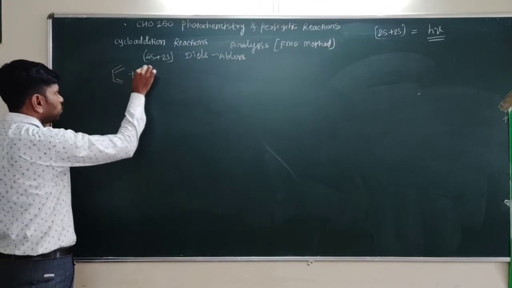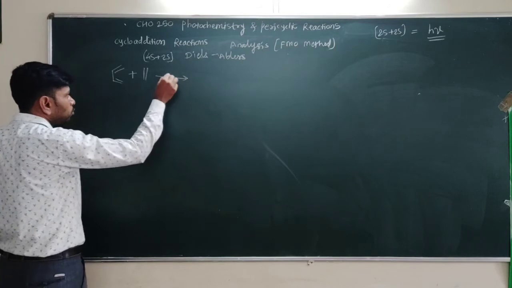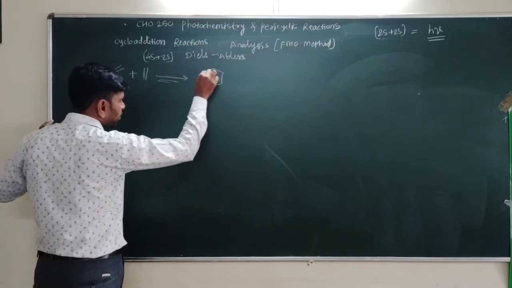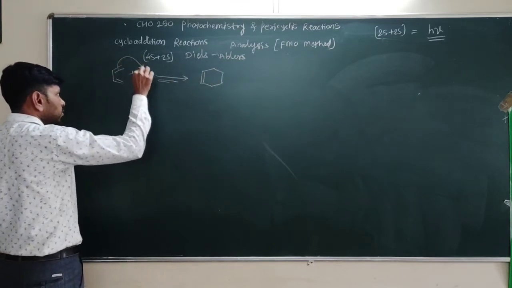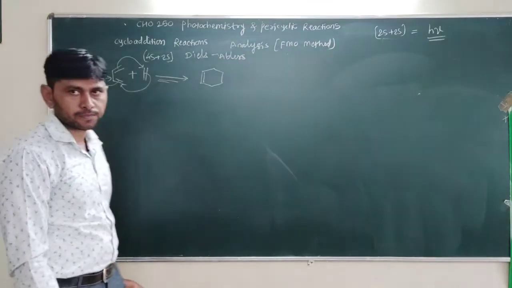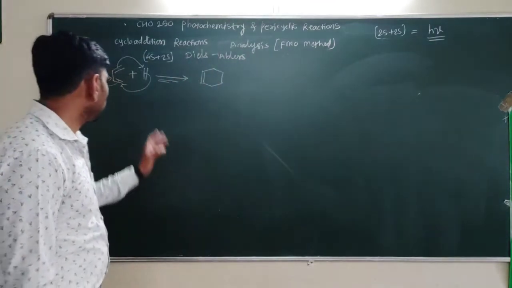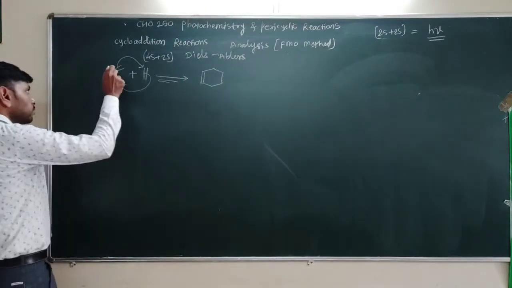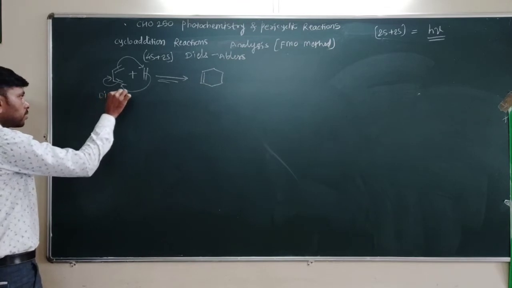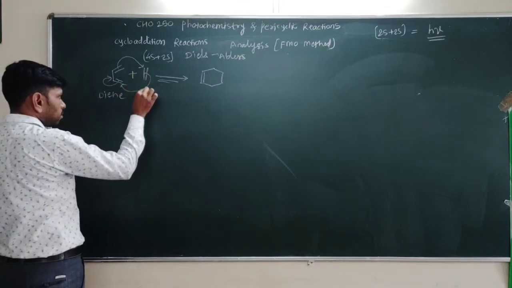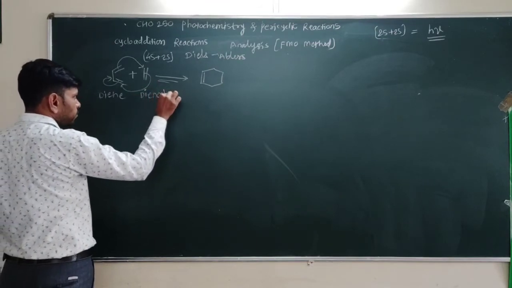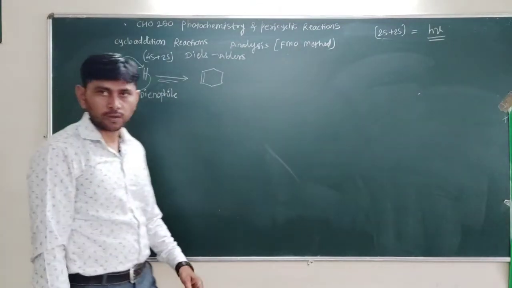So in the general reaction, a 4 pi electron system interacts with a 2 pi electron system, and we get a 6-membered ring. So a cyclic shift of electrons is there, and due to this cyclic shift we obtain this product. Okay, so this is the Diels-Alder reaction. One is the diene. This species which has 2 double bonds is called a diene, and this is an alkene or alkyne. This is the dienophile. One is diene and another is dienophile.